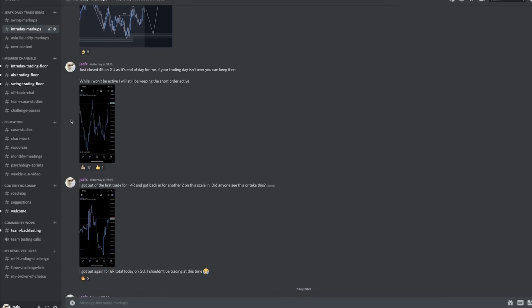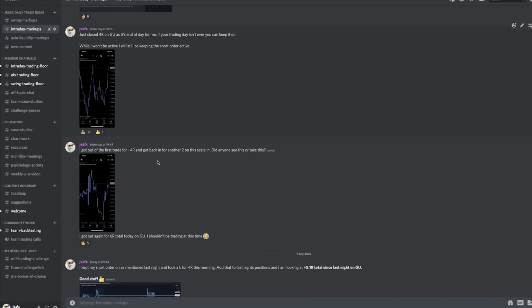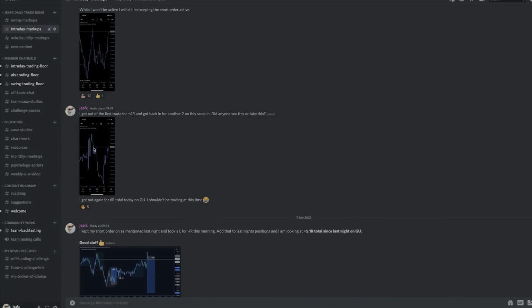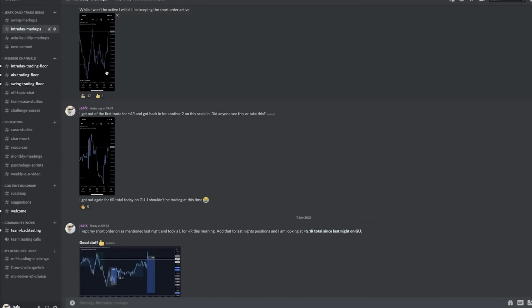So just a quick recap on those. Here's the position running. Closed it around this point, as you can see. Got out the first trade for 4R. Got back in for another 2 on this scaling. Does anyone see this or take this? So there's the second position as well. So you can see that I did actually execute both of these trades.